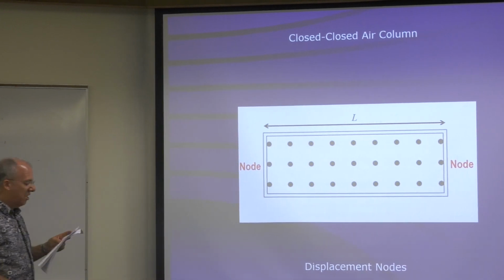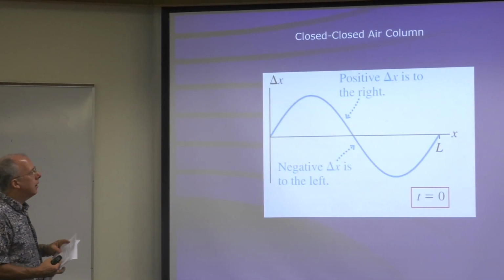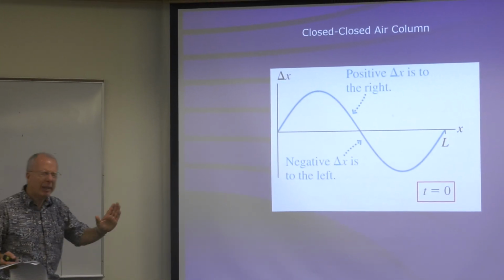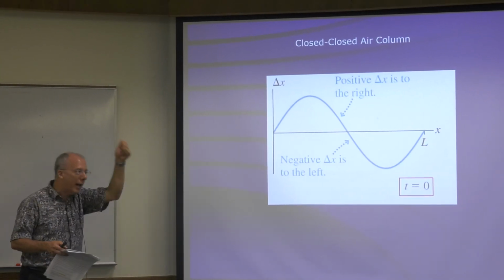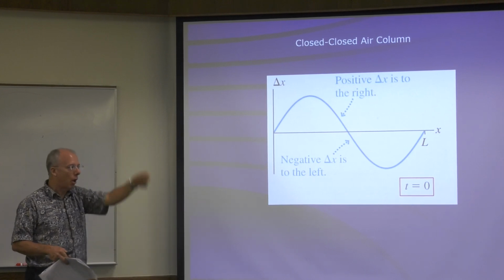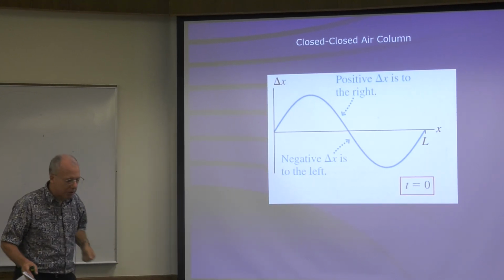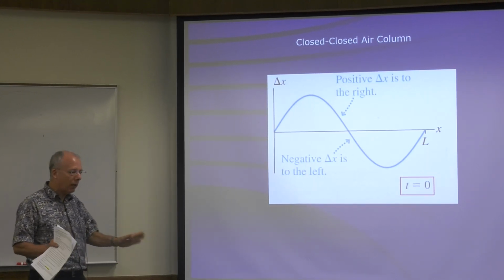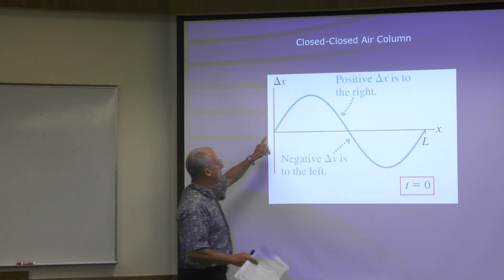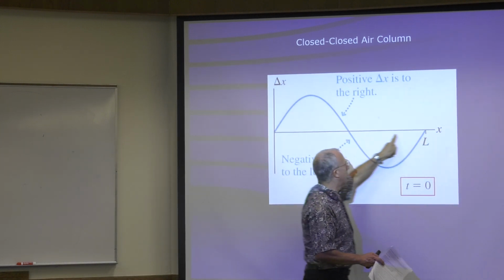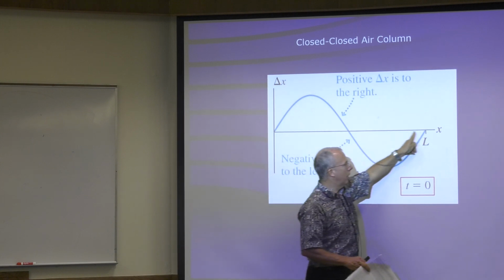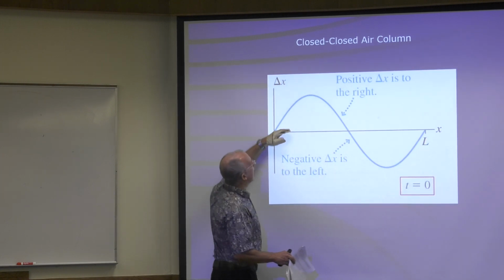Now what we want to do is introduce a sound wave, a longitudinal sound wave, at time equals 0. This is how you draw it, and you've got to be careful. This is not a transverse wave. With a transverse wave, you draw what you see, but this is a longitudinal wave. So this is x, the length of the air column, length L. But this is the delta x.